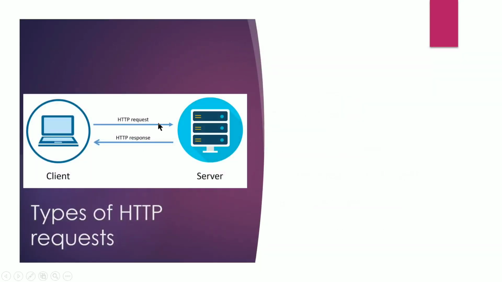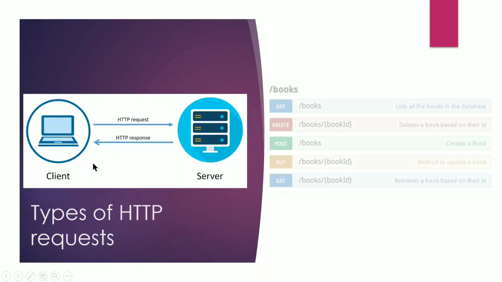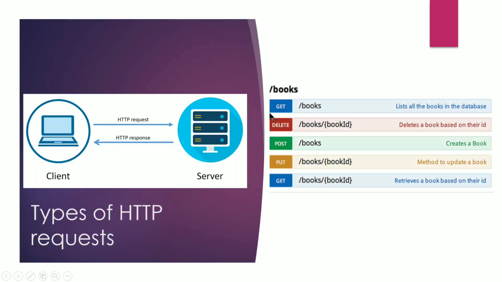So this is a simple diagram showing how a request goes from client to server and how the response is fetched from the server. This diagram is actually representing some API endpoints. So what are API endpoints?